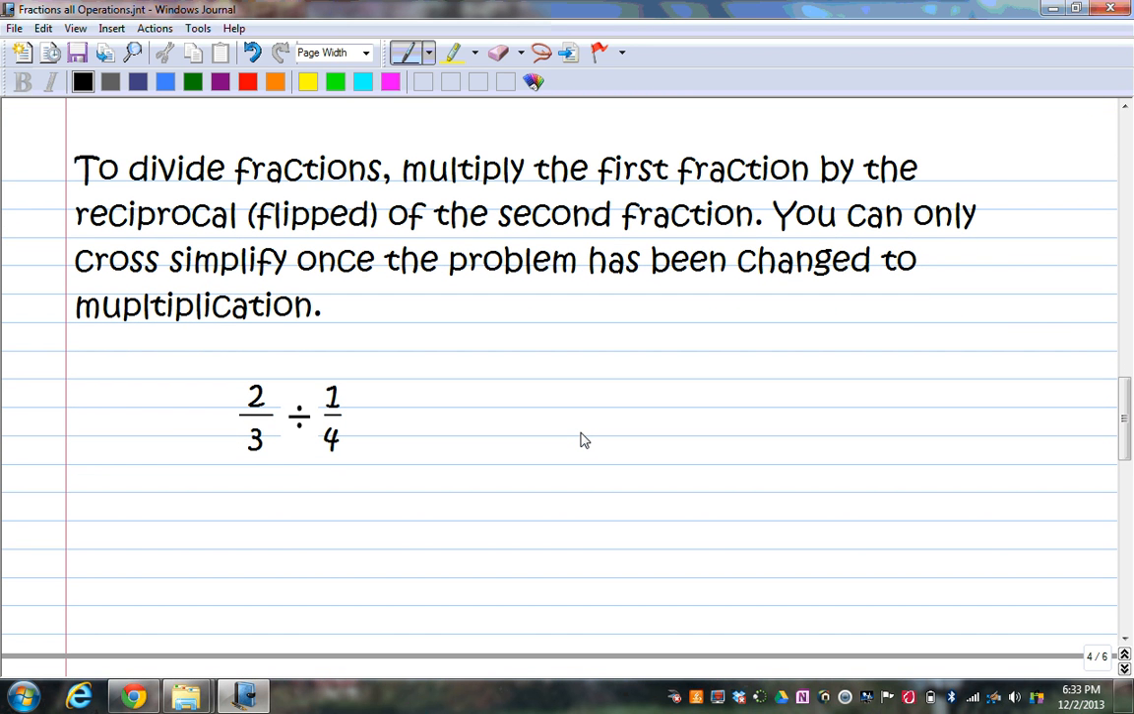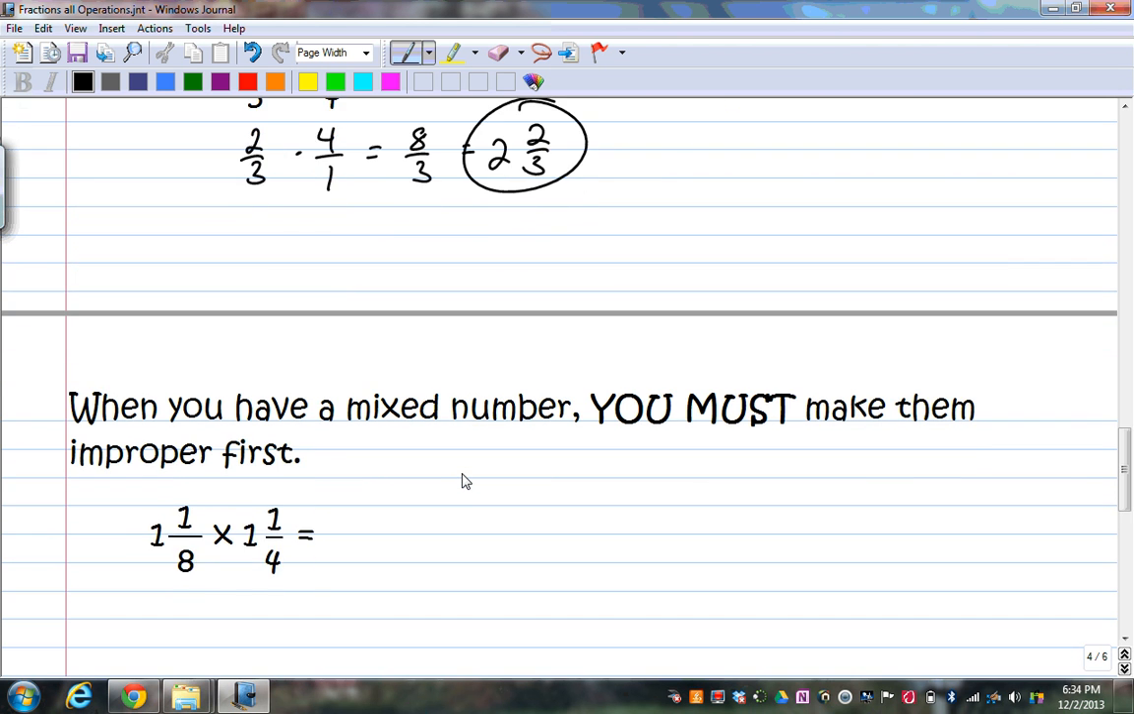Now to divide fractions. First, what you want to do is you take the first fraction and you multiply it by the reciprocal of the second fraction. The reciprocal is the fraction flipped. Remember, you can only cross simplify once the problem has been changed to multiplication. So this is the same thing as 2/3 times 4/1. 4 times 2 is 8/3. This is 2 2/3 because 3 goes into 8 2 times. There's 2 left over. All right.